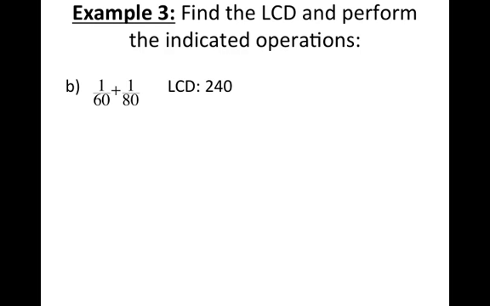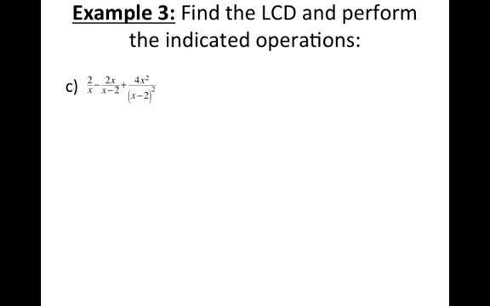So we're missing the factor of 4 for the 60. 60 times 4 is 240. So we're going to multiply on top and bottom by 4. We were missing the factor of 3 in the second denominator. 80 times 3 is 240. So we're going to multiply on top and bottom by 3. So we're going to have 4 over 240 plus 3 over 240. 4 plus 3 is 7. So we have 7 over 240, and those are relatively prime, so that's our answer.